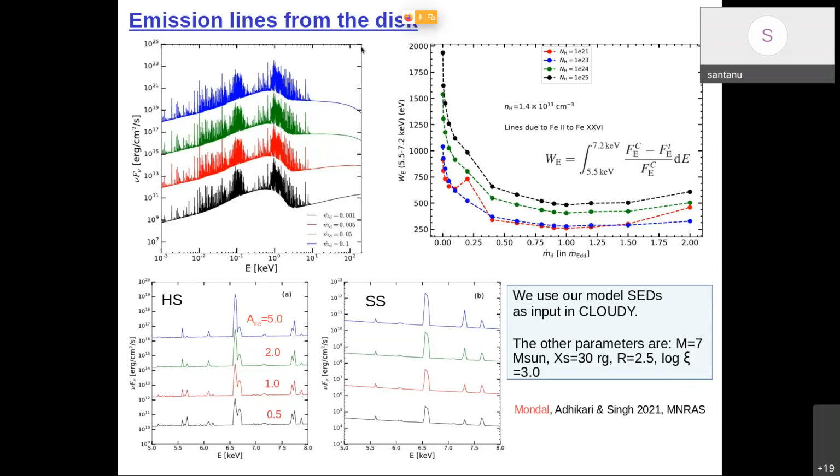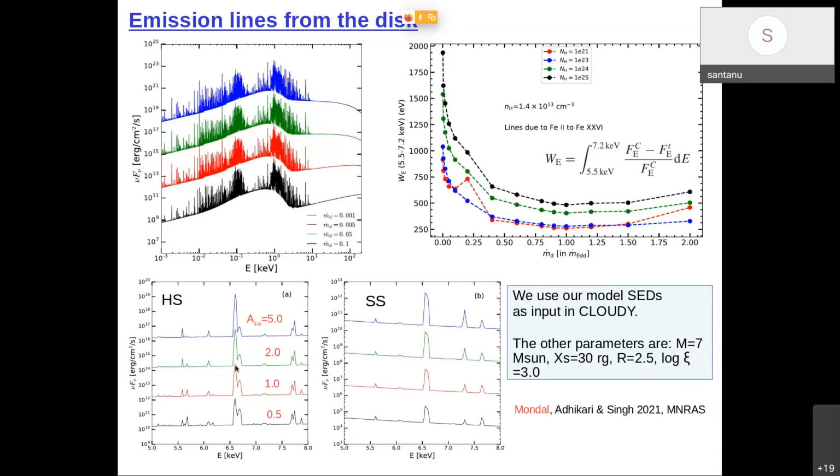So here we have plotted different accretion rate variations: how the iron emission lines change with different accretion rates. In the bottom panel, we have shown only the lines around 5.5 to 8 keV. So in the hard state, for different values of iron abundance, we can see that this iron line set changes. So its intensity changes, and also complex lines are generated at low energy and high energy, so around 8 or around 5 keV.